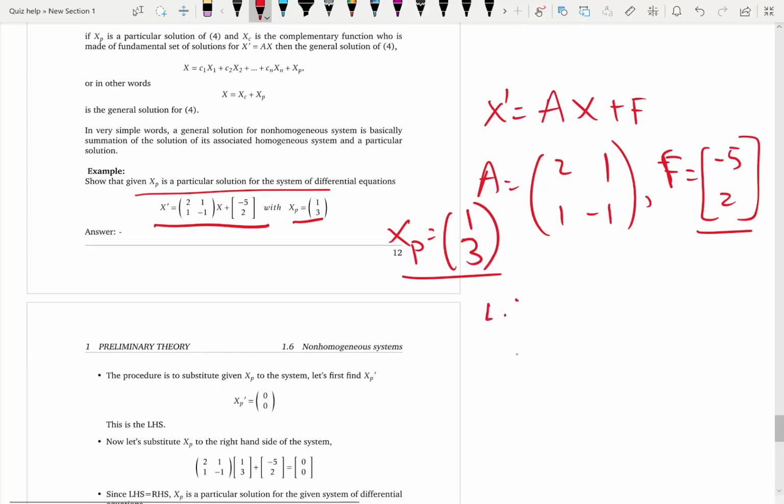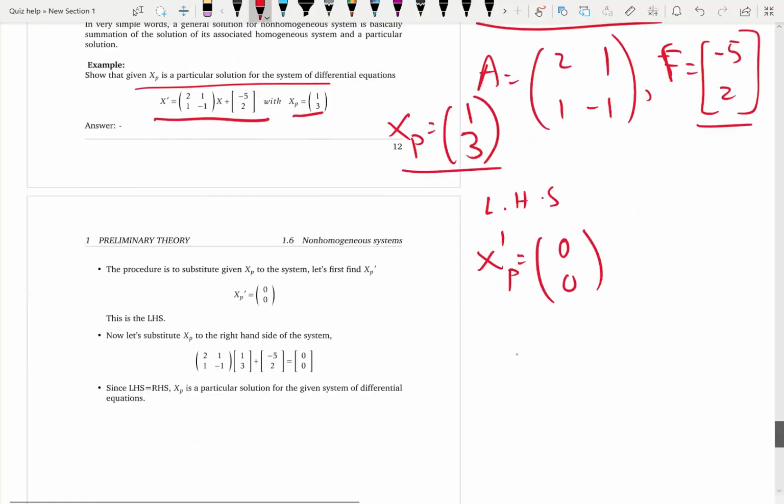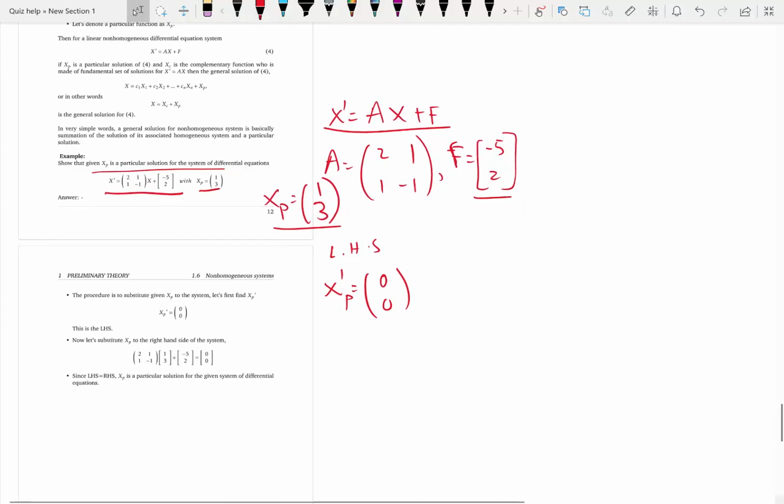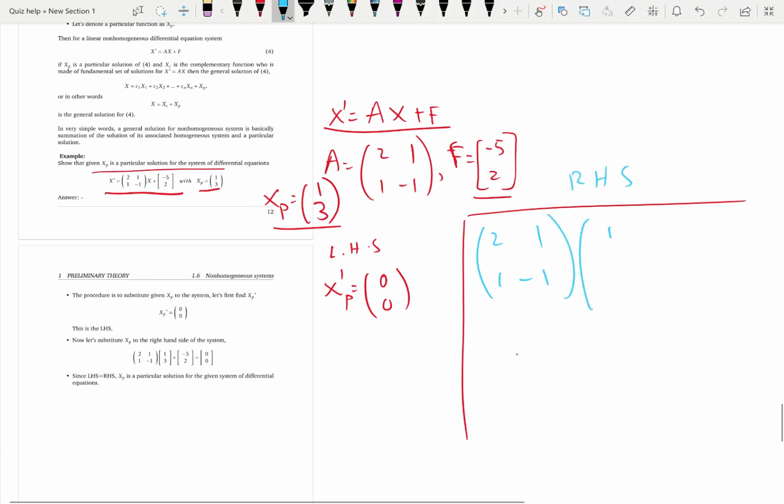So let's take the left hand side and take x prime, the derivative of x sub p. If you differentiate [1; 3], you get [0; 0] because they are constants, if you differentiate term by term. Now let's take Ax plus f. So I'm doing the right hand side. A is [2, 1; 1, -1], x sub p is [1; 3], and you have to add [-5; 2] to this.